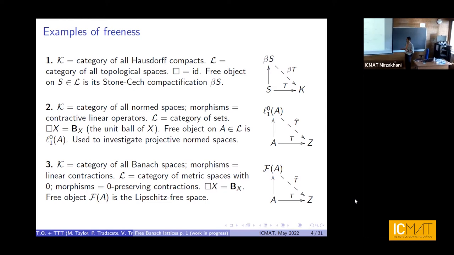And in this case, the free object is called the Lipschitz free space. So the property is the following. If we start with a metric space, and the map is a contractive mapping from this metric space to a Banach space Z, then we have a linear contractive extension from the Lipschitz free space F of A to the Banach space. And there are other examples as well. I'm not going to dwell on them in this lecture.